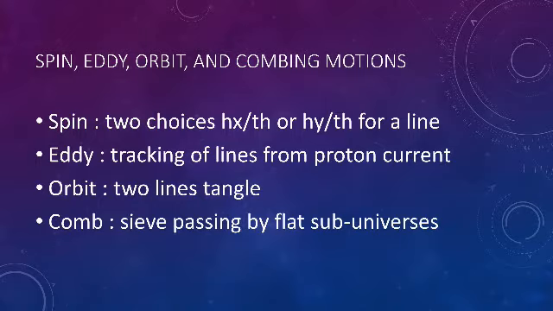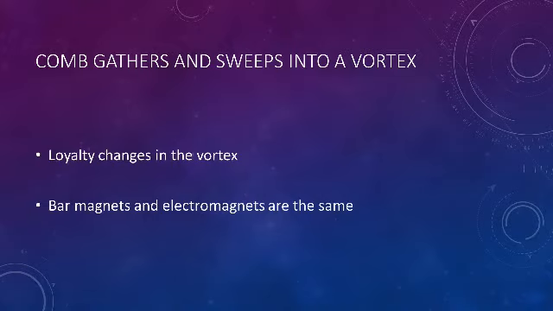This is combing, like a sieve passing by flat subuniverses, and it's pushing things around. Now the comb will gather and sweep these lines into a vortex. If their spin is not paired off with another spin, this vortex is formed out of gathering together local lines across space. And this magnetime will grow in a big arc across space, like you've seen on the sun, how magnetic lines grow. That's the magnetime growing, like in the previous lecture on the magnetic vortex.